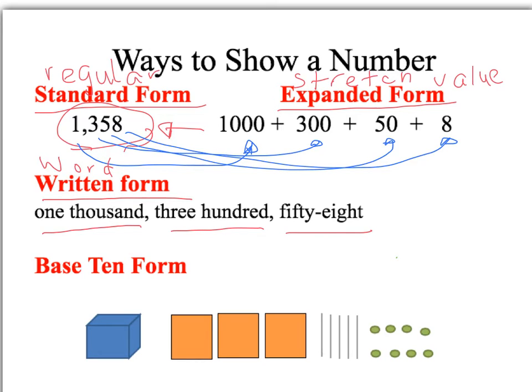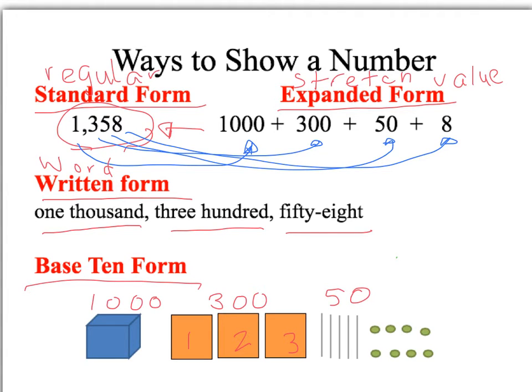The last way is base 10 form. This is taking the manipulatives, the base 10 blocks that we used earlier in the lesson, and you're going to draw pictures. So in this case, we're going to represent the 1,000 with the large cube. Then it's 300, so we're going to talk about our flats, which are squares. So these are your 300, because you have 1, 2, 3 of them. We're going to draw just lines for the tens, and since we have 5, this is your 50, because each of them is worth 10.